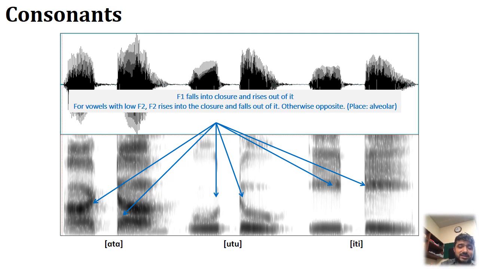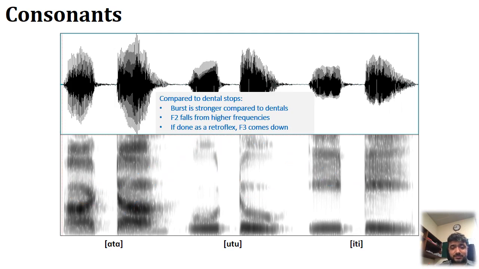The one thing that will sometimes come to help us would be the F3. If you're doing an alveolar as a retroflex with curved tongue, then F3 comes down. That's a good signature that a retroflex alveolar or a retroflex palato-alveolar was uttered. Compared to dental stops, the burst is stronger. These are some of the indications, again, more details of how you can discern things.